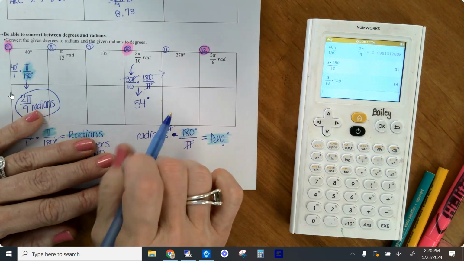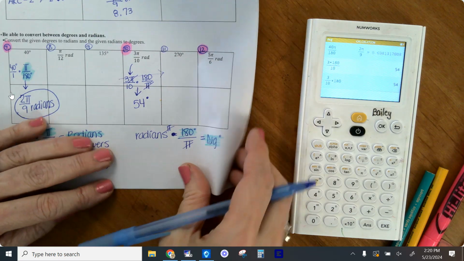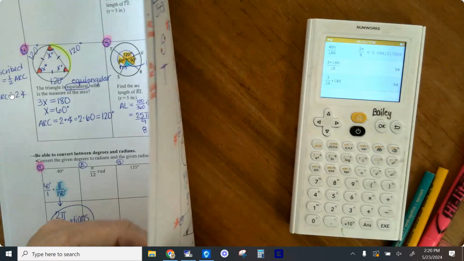So now the question is, do you need to see number 12? No. Okay. I didn't figure you would. All right.